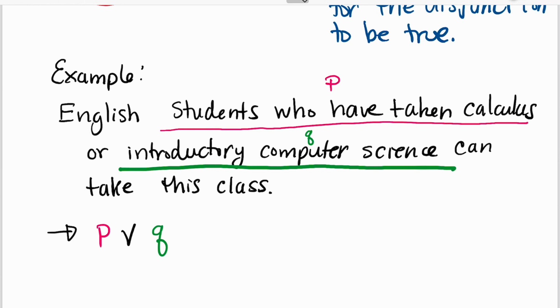So when we talk about the inclusive or, remember the inclusive or is at least one of those propositions needs to be true in order for the disjunction to be true. And so at least means one or both could be true. So a student could have taken calculus, or a student could have taken an introductory computer science course, or the other possibility is they could have taken both, but either way they're still going to be able to take this class. So it's one or the other or both.